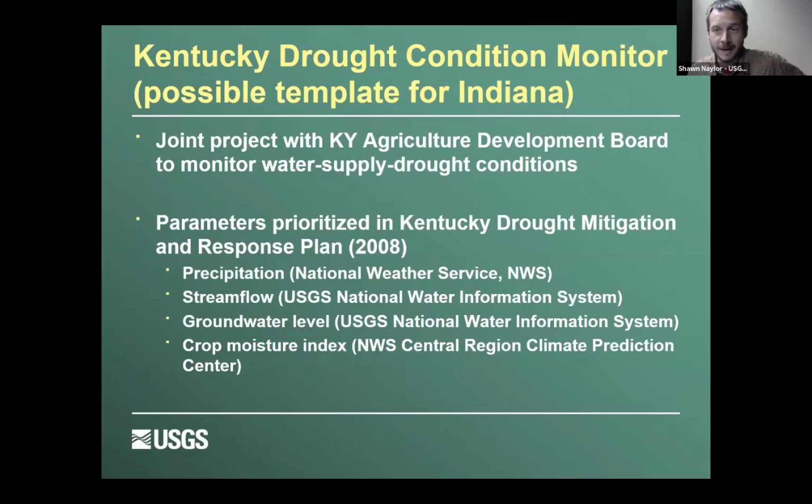So I want to just highlight a couple of different projects that the USGS is working on. One project in the state of Kentucky right now with the Ohio, Kentucky, Indiana Water Science Center. Jeff and I have some colleagues that have teamed up with the Kentucky Agriculture Development Board and tried to come up with an interactive map in response to the Kentucky Drought Mitigation and Response Plan that was completed in 2008. So that plan identifies 4 key parameters that the folks in Kentucky are very interested in with regard to drought.